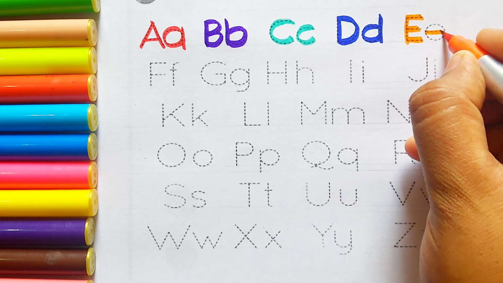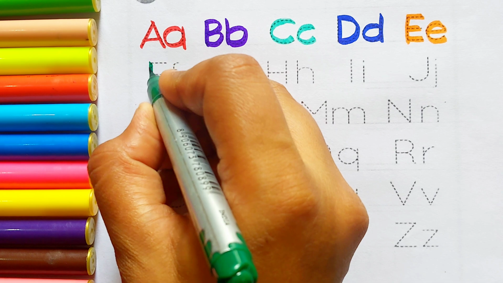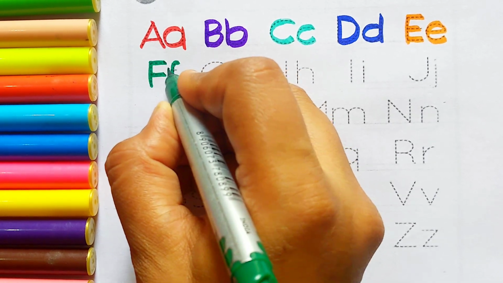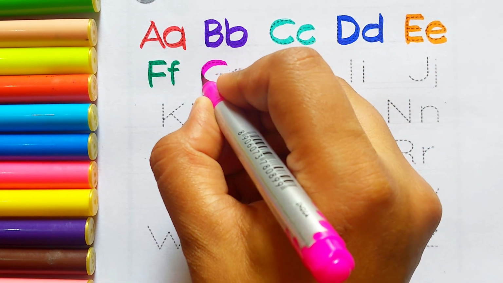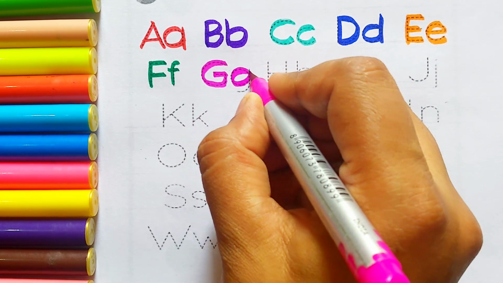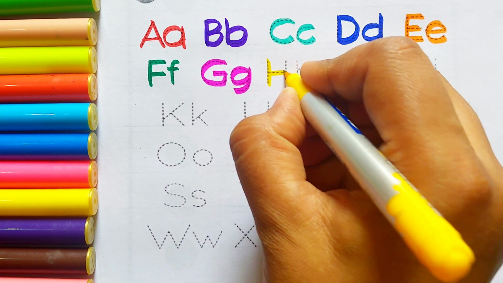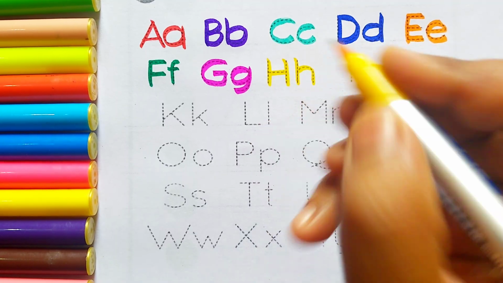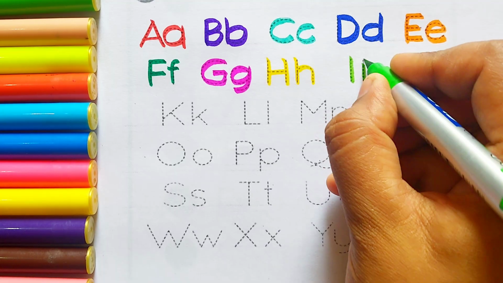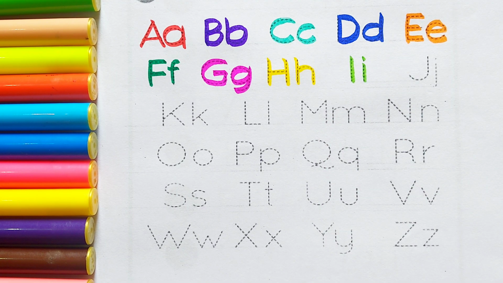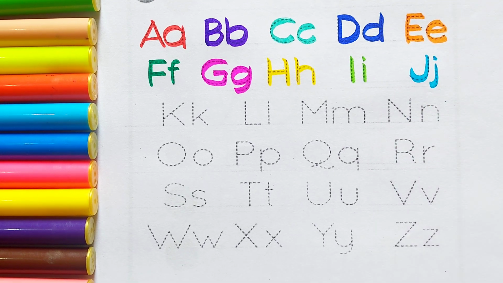E for eagle. F for fish. G for goat. H for horse. I for ink pot. J for joker.